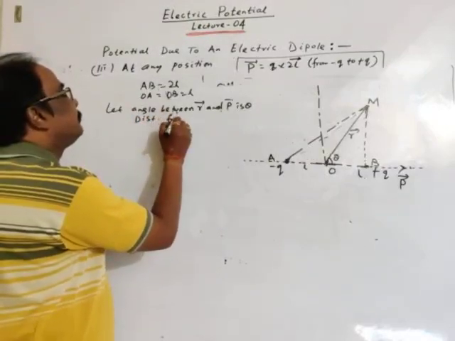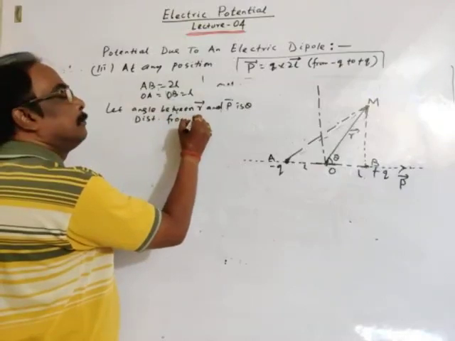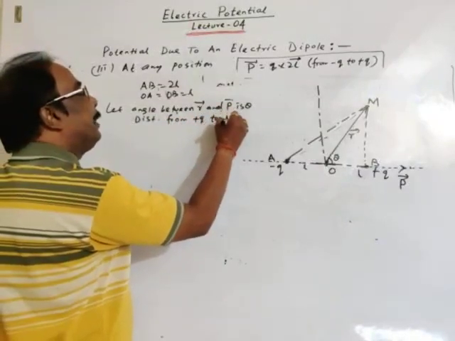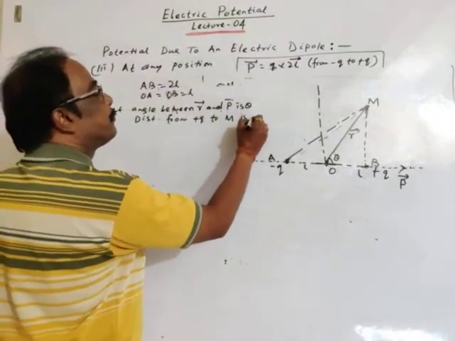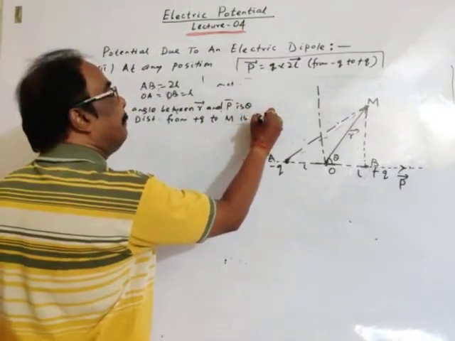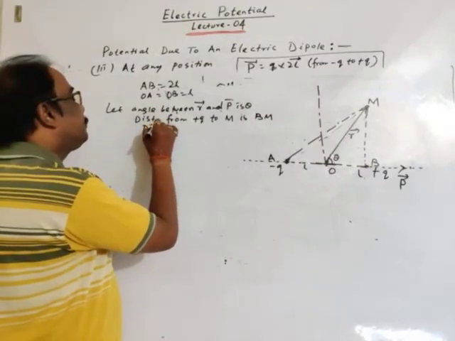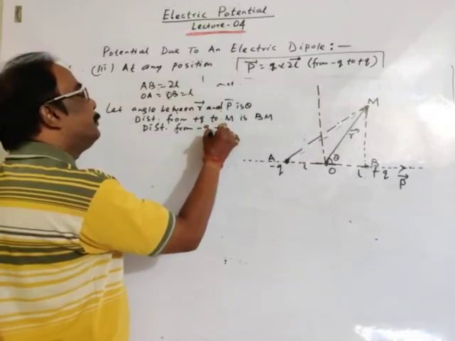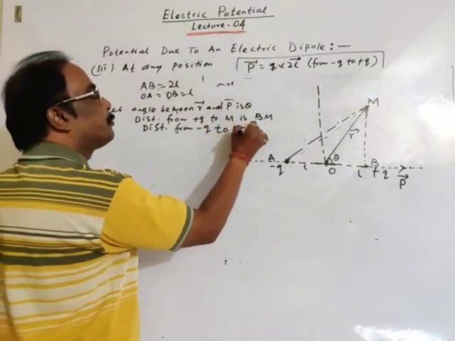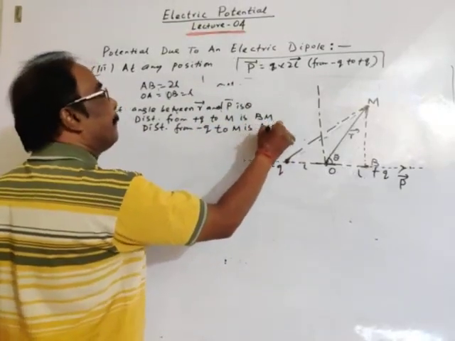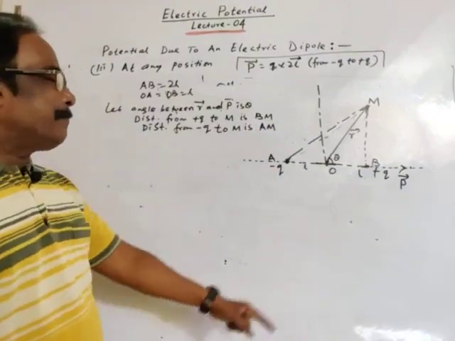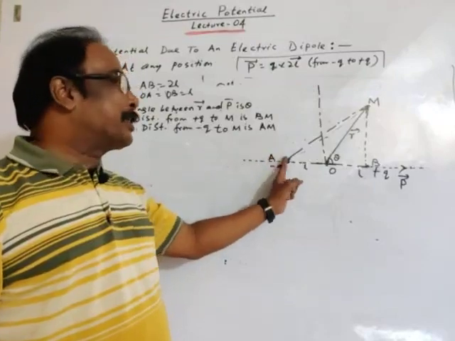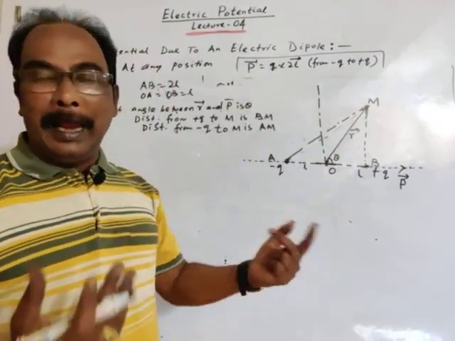Distance from plus q to M is BM. Distance from minus q to M is A. Okay, distance from plus q to position M is BM and distance from minus q to position M is A.